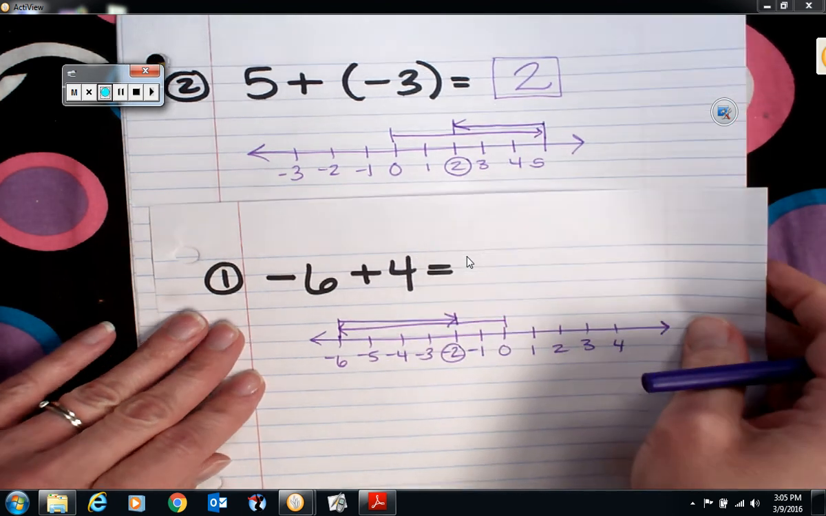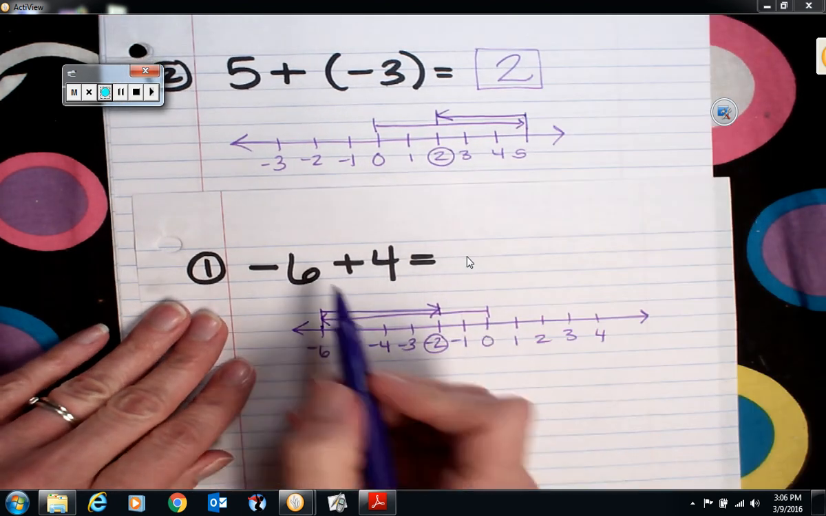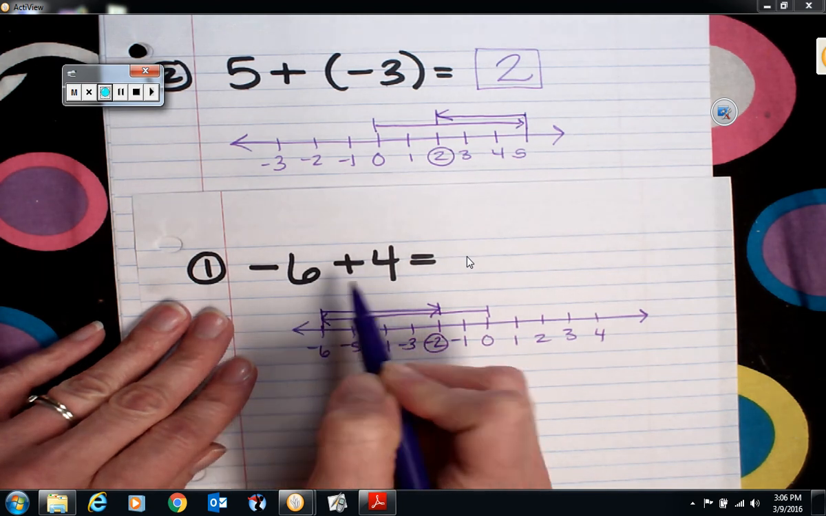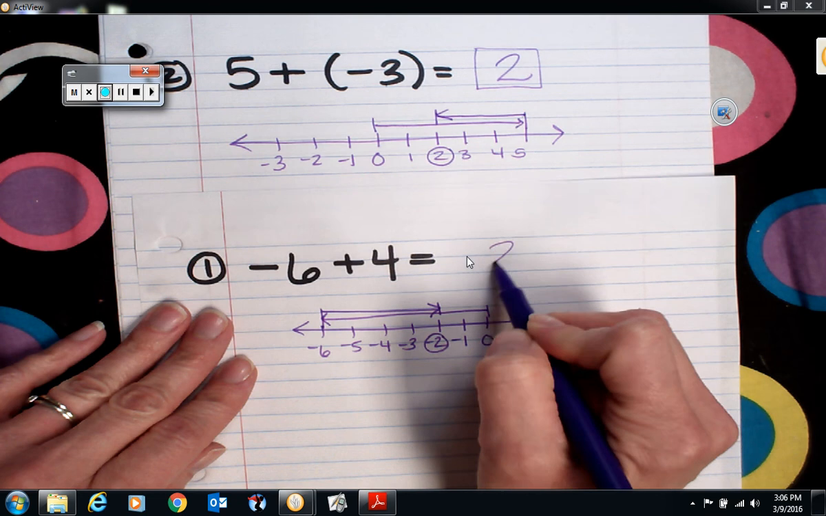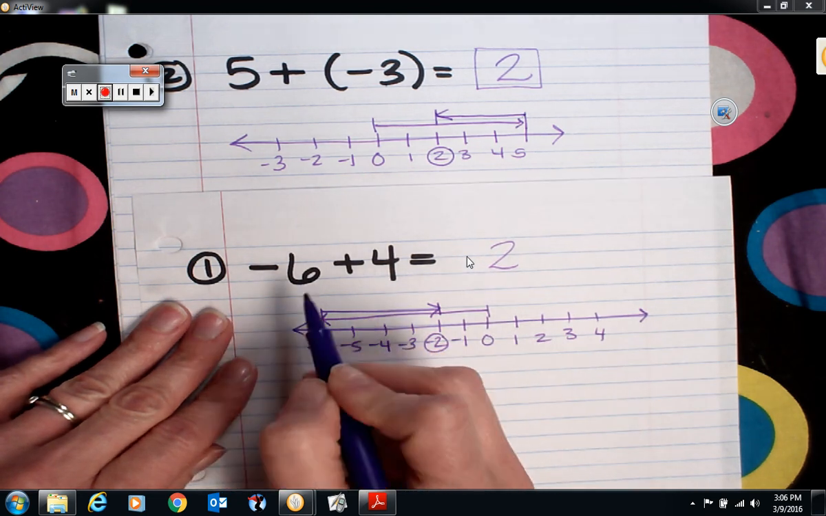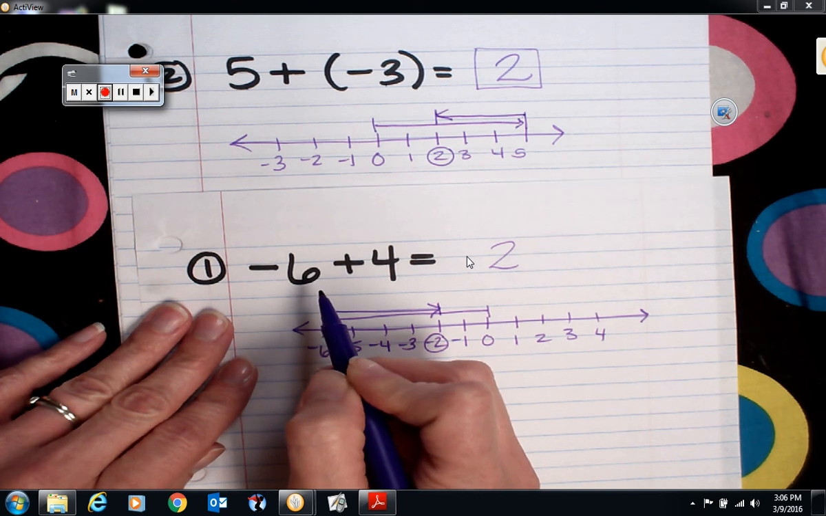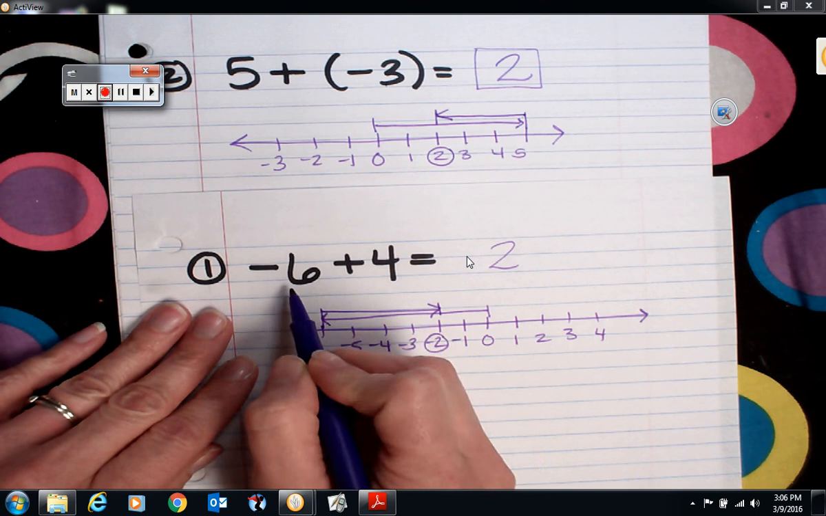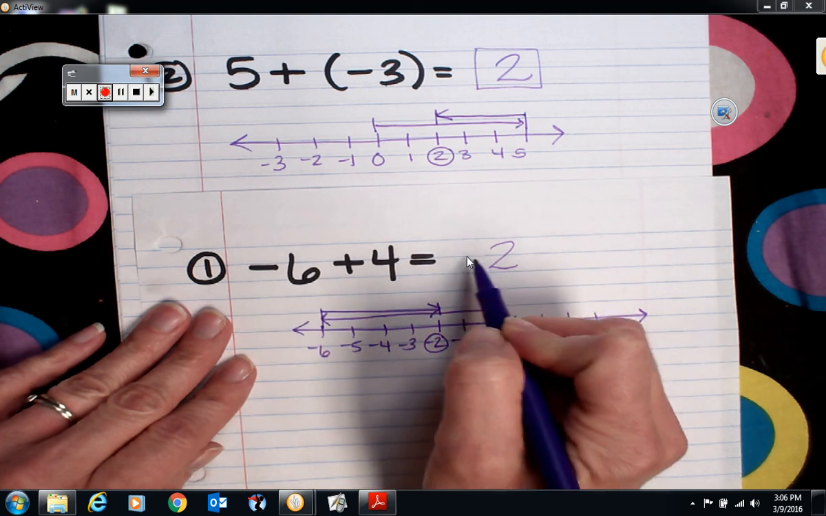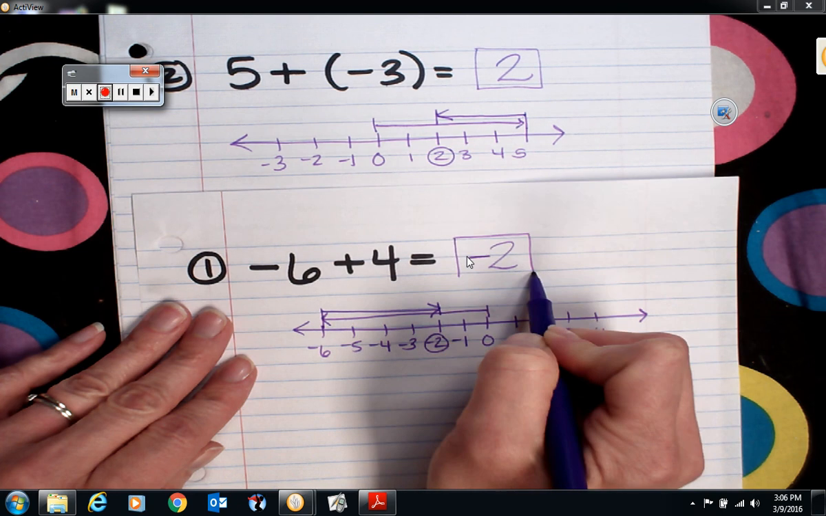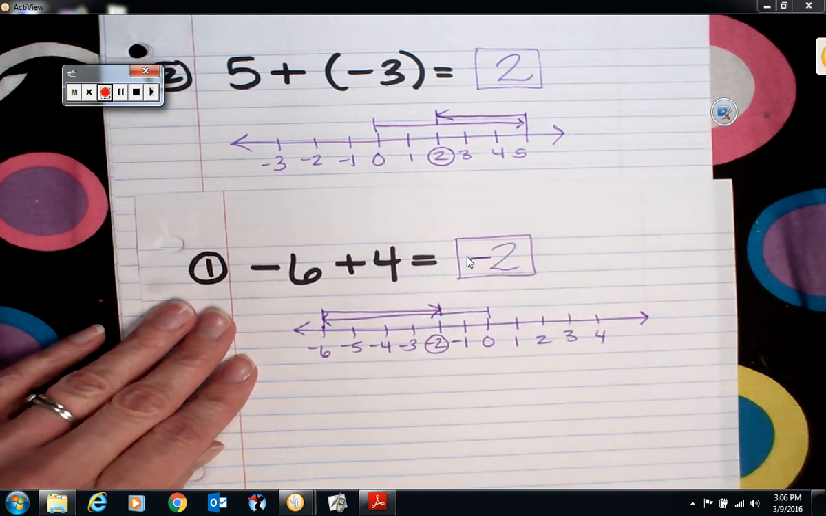And then if I look at this question down here, I'm going to find the difference in their absolute values. So the difference of 6 and 4 is 2. And then I'm going to look at which one has the greater absolute value. So the absolute value of -6 is 6. The absolute value of 4 is 4. Negative 6 has the greater absolute value. Therefore, my sum is going to be negative, since the negative number has the greater absolute value.